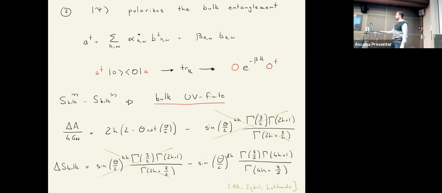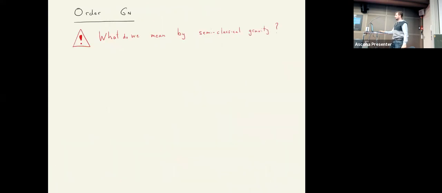Great. So let me tell you what happens at order G Newton. And I think this is where things get murky. What we mean by semi-classical gravity at this order, I guess Daniel already asked a question related to that, about the interpretation of the one particle state. But at this order, things get really murky. The scalar field interacts with gravity, and you have to be careful that what you're doing is correct. We did something that makes sense and seemed to match the CFT answer, but things get more subtle. So I'll tell you what we did, and then we can discuss if it was the right thing or not.